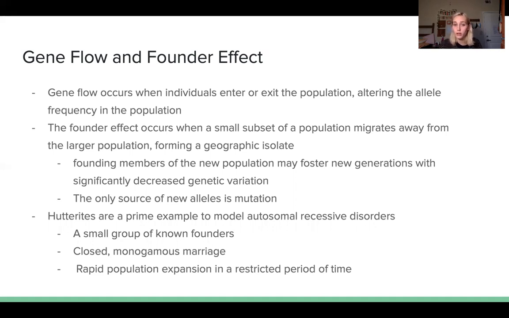The founding members of this new population are able to foster new generations, but these new generations have significantly decreased genetic variation as opposed to the larger population, because the only genes available to these offspring are the ones that were passed on from the founding population. The only source of new alleles would be mutation, and if you are like the Hutterites and have limited gene flow outside of the founder effect, then it is likely that autosomal recessive disorders and other genetic patterns of inheritance become noticeably marked in the population.